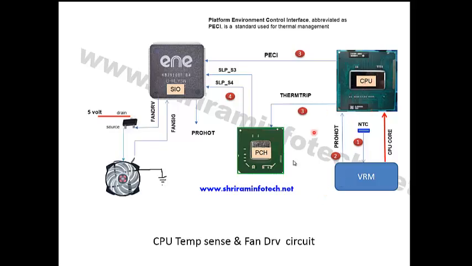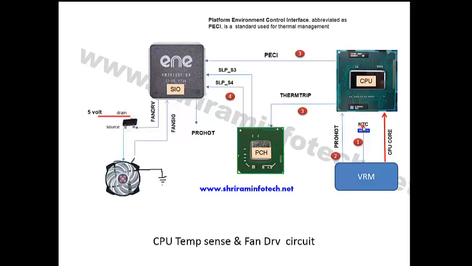Suppose this is a CPU, this one is a PCH, this one is a SIO, and here is a fan. In a laptop the fan basically works on 5 volt. In a desktop it works on 12 volt. So first, there are two cooling systems where the CPU detects temperature from two sides.